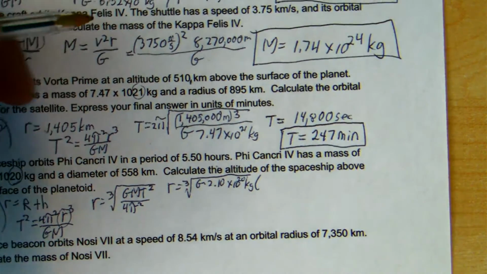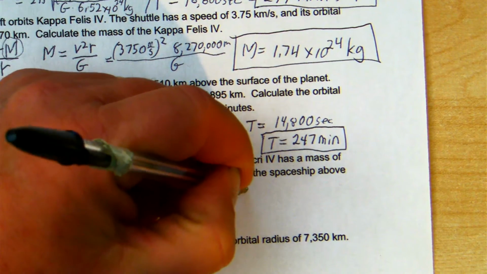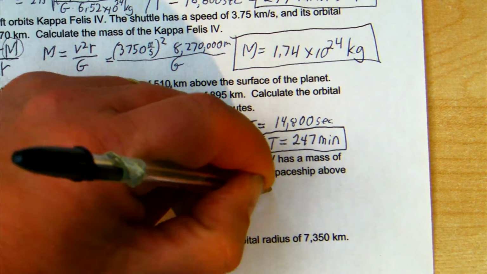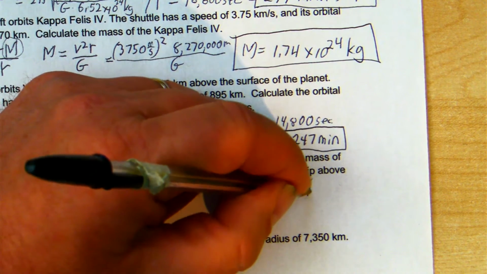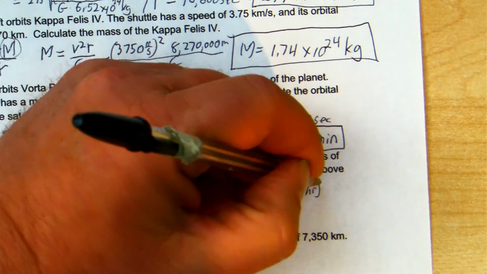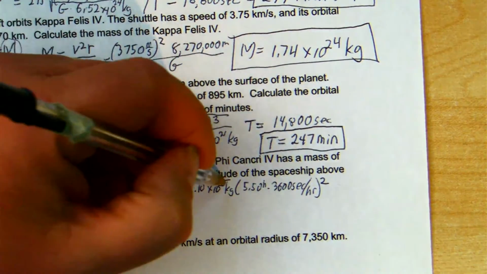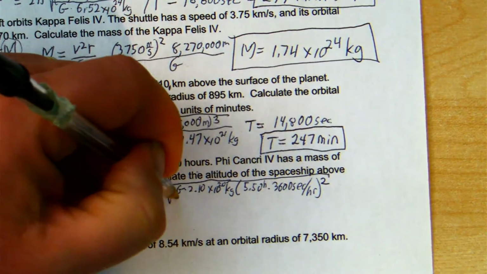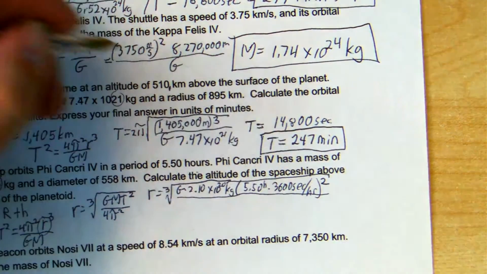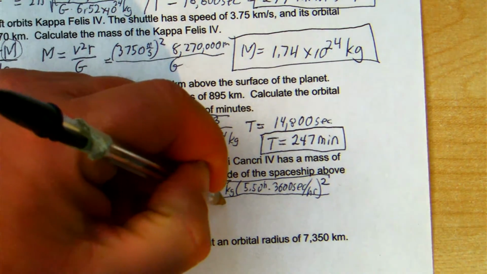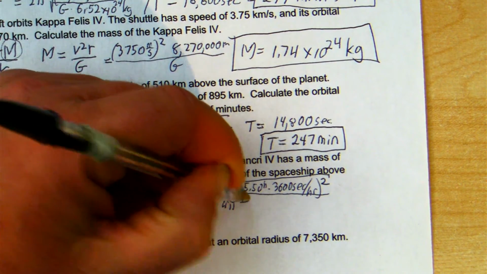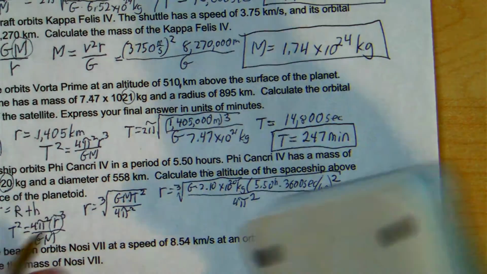5.50 hours must be converted to seconds. So that's 5.50 hours times 3,600 seconds per hour, and then square that. Then divide everything by 4 pi squared. And let's see what r is.